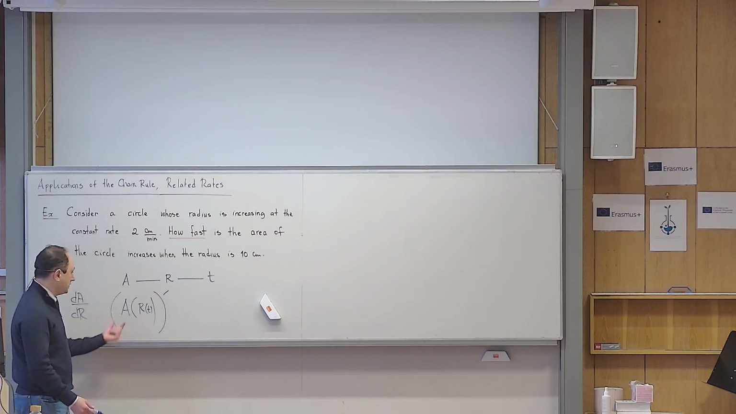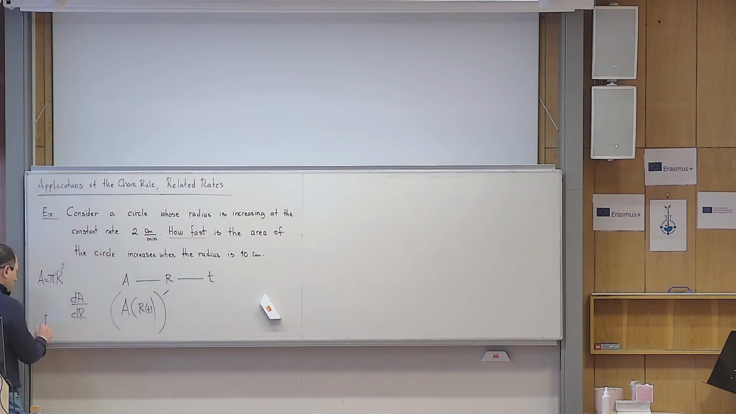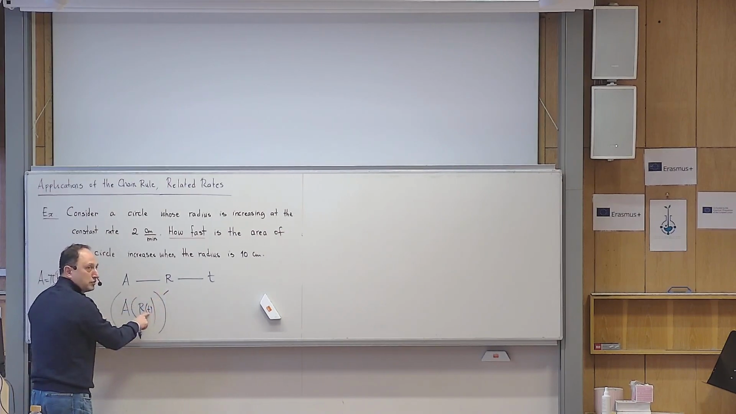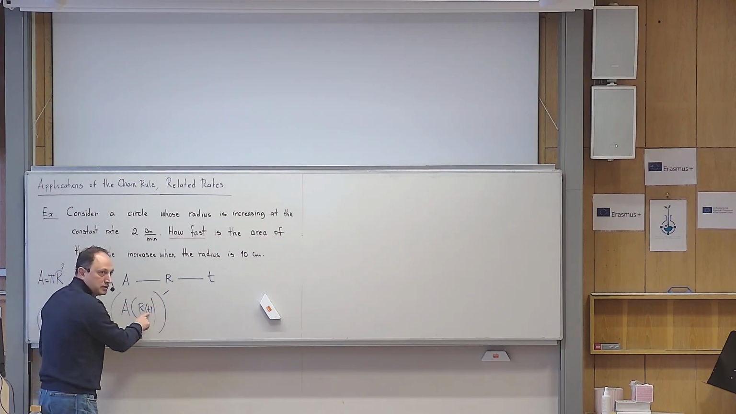So what is happening? Do you remember this chain rule? Yes? If A is playing the role of the outer function, R is playing the role of the inner function, and t is playing the role of my variable. In that problem, what does prime mean? Prime means derivative with respect to my variable. Here, prime means the derivative with respect to my variable, but my variable here is t.